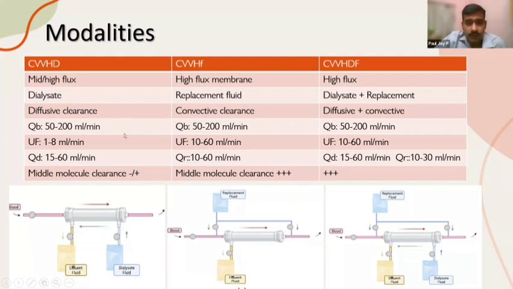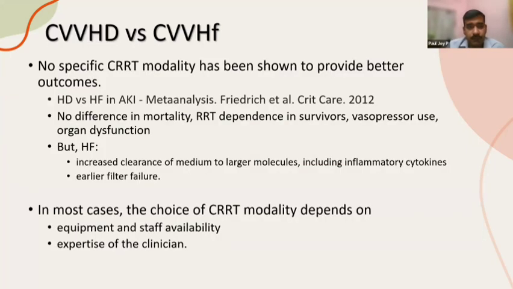The blood flow is around 50 to 200 ml per minute in all modalities. Ultrafiltration is 1 to 8 ml per minute in hemodialysis and 10 to 60 ml per minute in both hemofiltration and hemodiafiltration. In hemodialysis, the dialysate flow is 15 to 60 ml per minute. In hemofiltration, the replacement fluid rate is around 10 to 60 ml per minute. And in HDF, the dialysate flow is 15 to 60 and replacement is around 10 to 30. Middle molecule clearance is achieved by convective clearance, so we can achieve it in CVVH or CVVHDF.